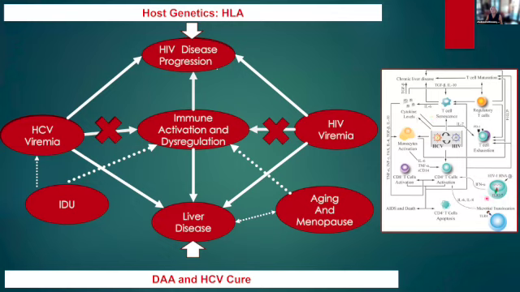The figure on the right is a little bit more mechanistic. It's very complicated, and I won't go through it, but essentially the two viruses act together to cause activation, T cell senescence, T cell exhaustion, changes in the maturation of T cells, activation of monocytes, and then all these cytokines that promote chronic liver fibrosis.